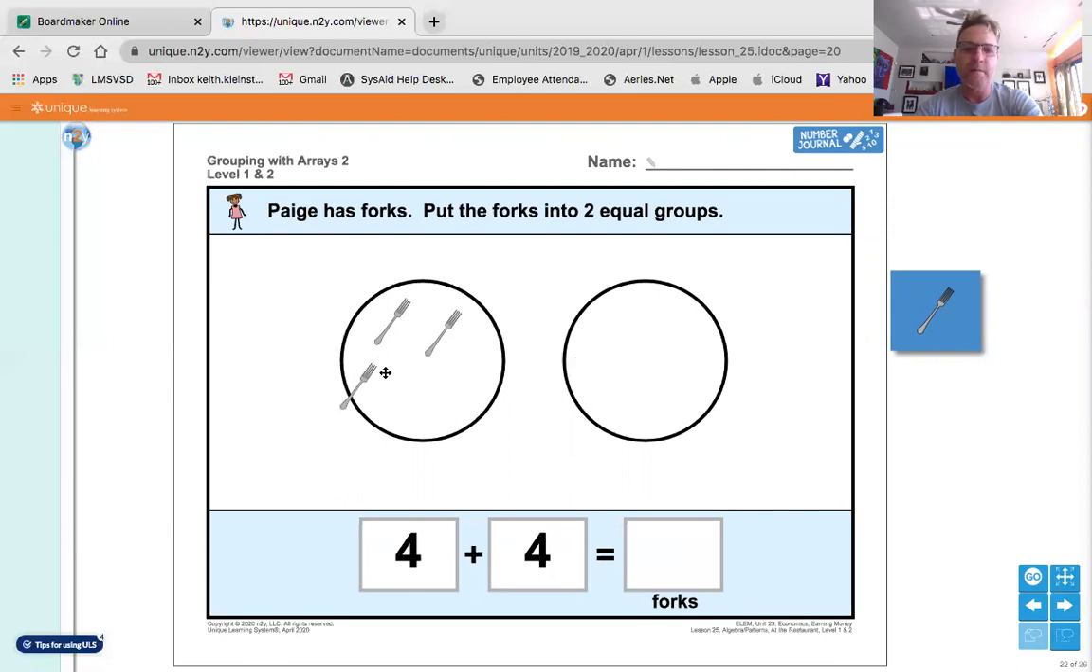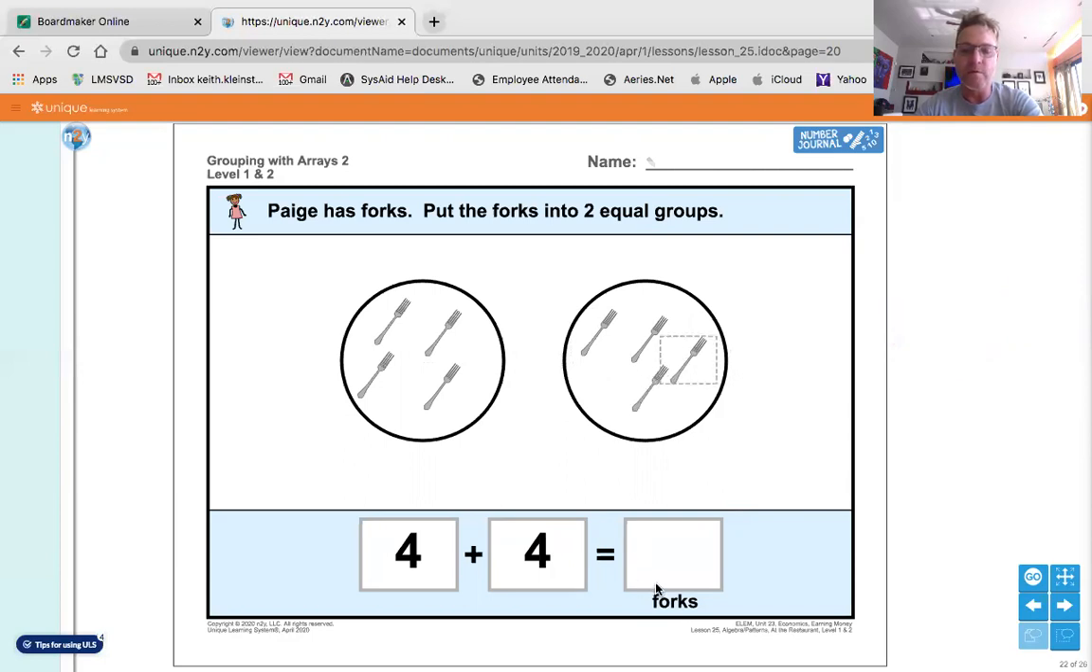Your child would be coming up and doing this on our interactive smart TV, actually dragging the forks with a stylus to make the equal groups. You can actually do this with actual forks at home. Have 2 circles or 2 pieces of paper to make the groups. So we got one group of 4. 1, 2, 3, 4. Here's the second group of 4. So 2 equal groups of 4.